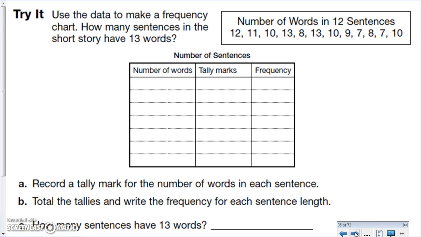For the tryout, we need to use the data to make a frequency chart. How many sentences in the short story have 13 words? So if we look at our data list to the right, we have the number of words in 12 sentences. So we have 12, 11, 10, 13, 8, 13, 10, 9, 7, 8, 7, and 10. So the first thing we're going to do is fill out the number of words column. So we know our smallest data point is 7 and our largest is 13. So we're going to write the numbers from 7 to 13 in the first column.